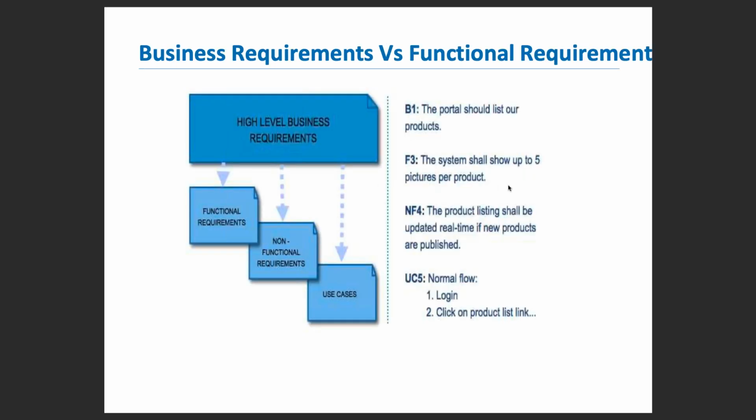So this is an example showing the relationship between your business requirements and functional requirements, and how all of these are tied up. Let's say B1, the business requirement, is the portal should list our products. As simple as that. That's the what. The functional requirement F3 is the how: the system shall show up to 5 pictures per product, right?